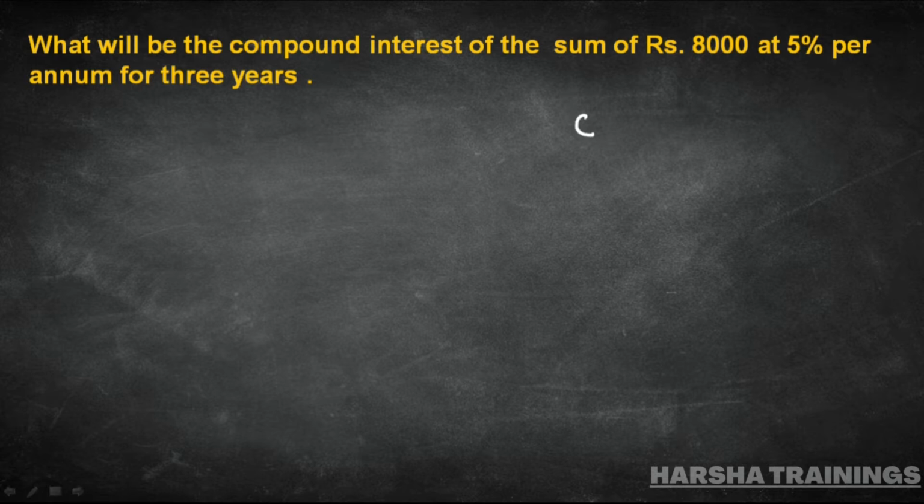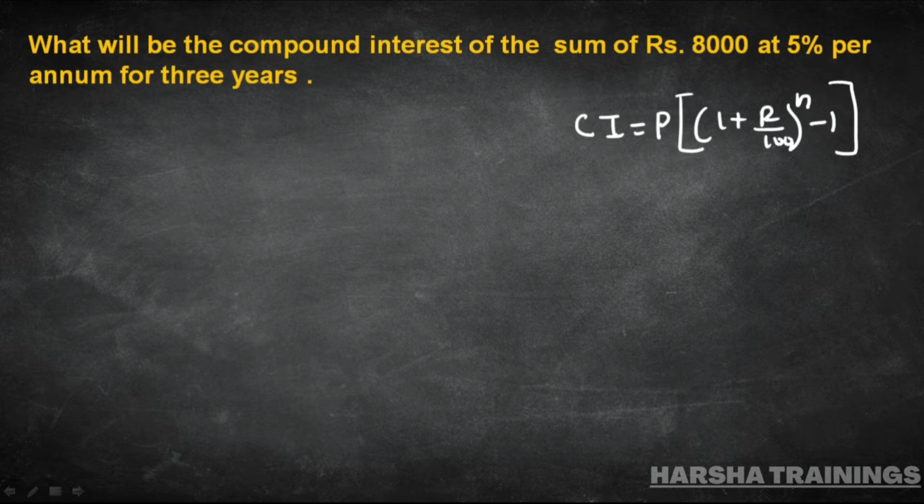What is the formula, guys? Anyone? Compound interest is equal to P into (1 plus R by 100) whole power n, minus 1. Here CI means compound interest, P means principal amount, R means rate of interest, n means number of years. Okay, so look at the screen, guys.